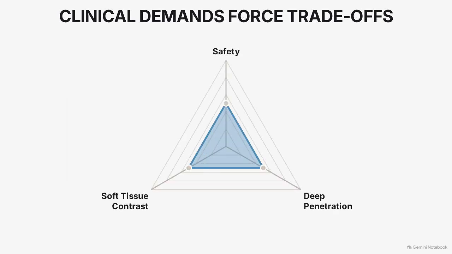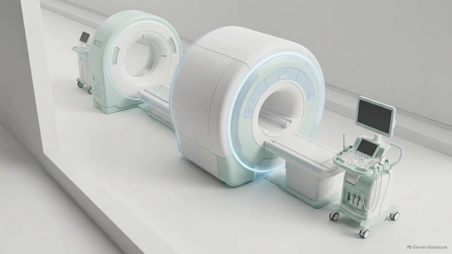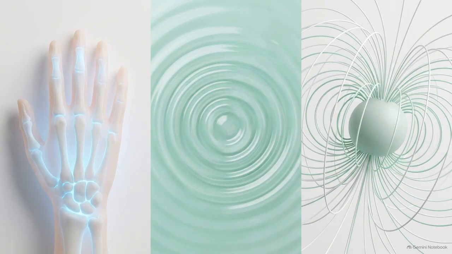If you optimize for safety, you lose deep penetration. If you optimize for dense tissue, you sacrifice soft tissue contrast. Because of this physical constraint, achieving diagnostic power requires an entire arsenal of distinct imaging modalities. Each machine in a modern hospital is engineered to exploit a different set of physical laws.